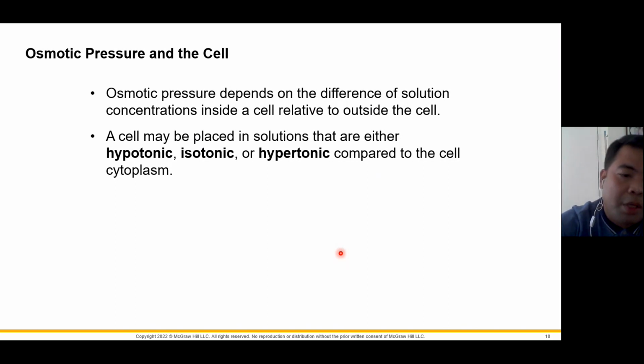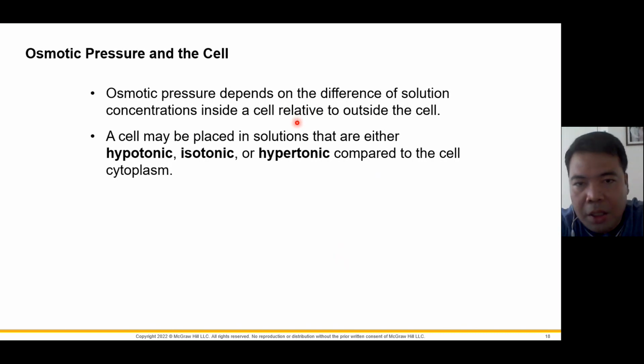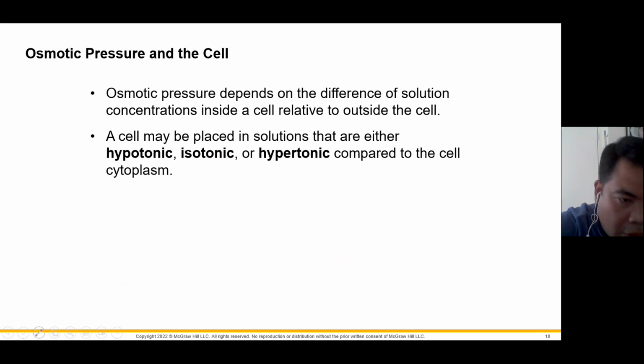Okay. Ngayon, sabi natin, di ba? Osmosis takes place because of osmotic pressure. And osmotic pressure depends on the difference of solution concentration inside a cell relative to the outside of the cell. Again, it depends on the difference of solution concentrations inside a cell relative to the outside of the cell. Okay? So, a cell may be placed in solutions that are either hypotonic, isotonic, or hypertonic compared to the cell cytoplasm.